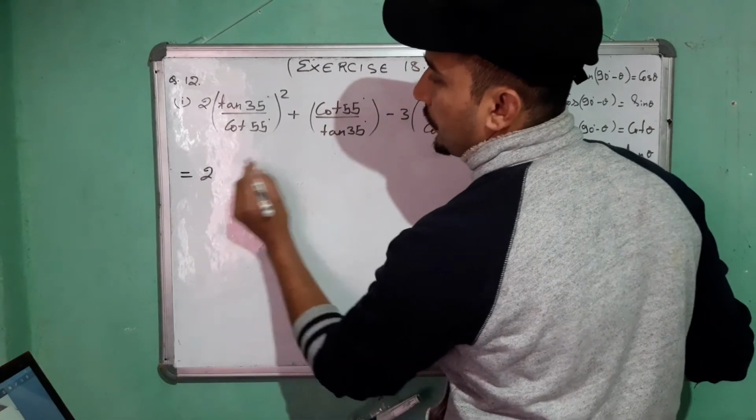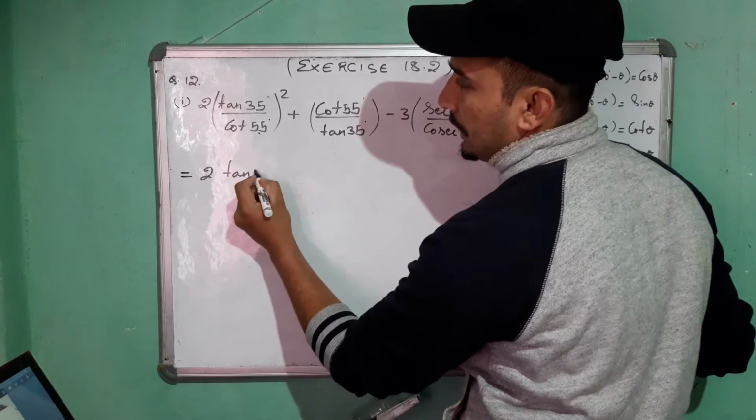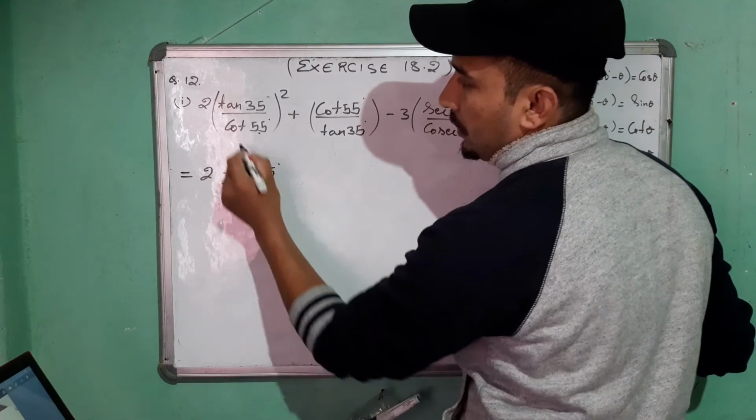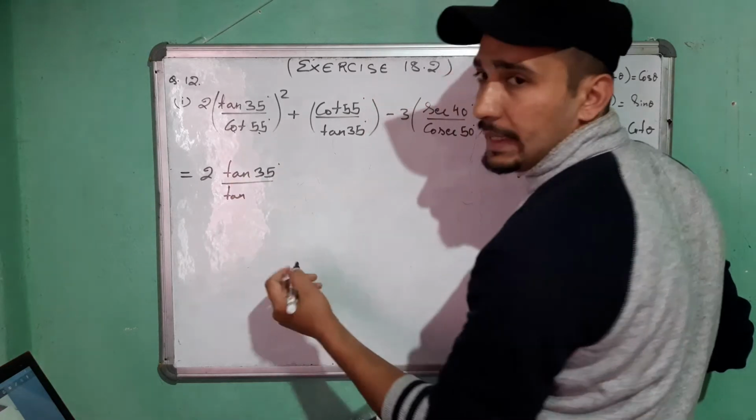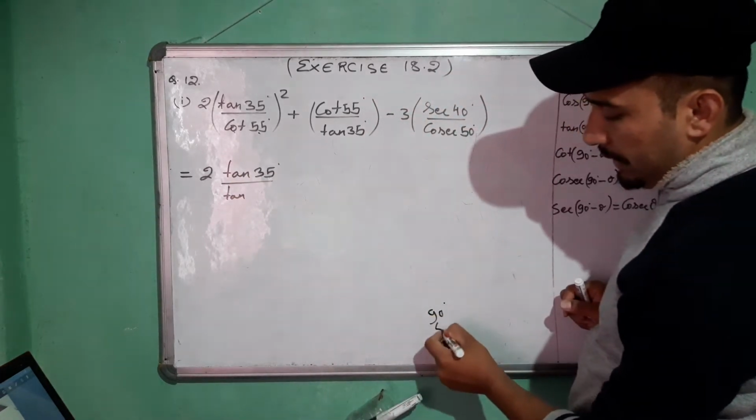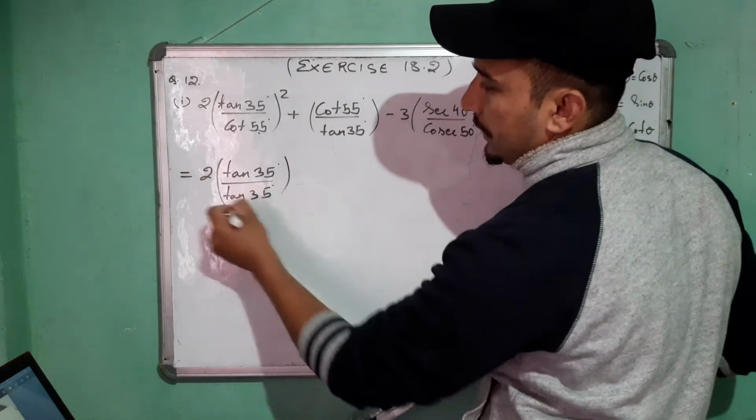So 2. This is the bigger angle, so I'll convert this. Numerator I'll keep as it is: tan 35 degree. The complement of cot is tan, and the complement of 55 is 90 minus 55 degree. It will be 35 degree. Whole square is there.